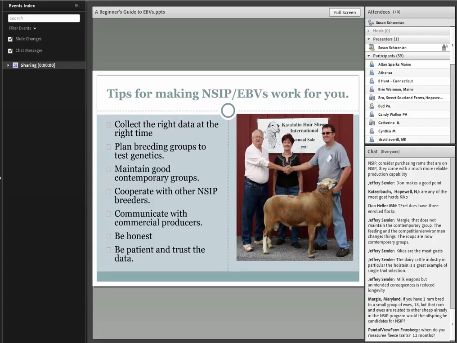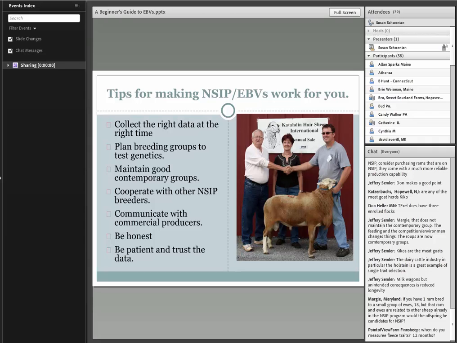You want to try to make sure you have good contemporary groups. So if I've got that 30 ewe flock I talked about, I don't want to put 25 ewes with one ram and 5 with the other. I want to try to create the most beneficial contemporary groups. It's best to cooperate with other NSIP breeders or to get more of your fellow breeders involved so that you can have those linkages so you can get meaningful data.